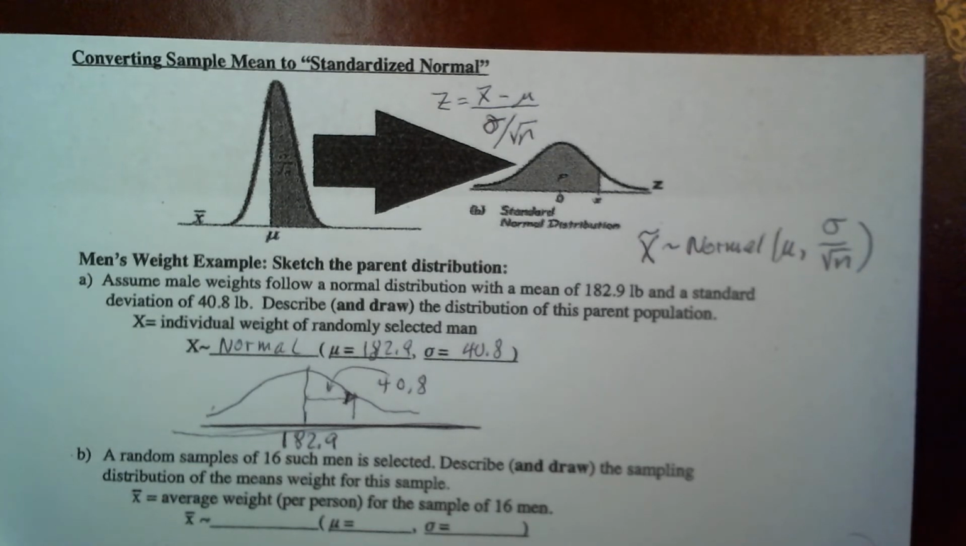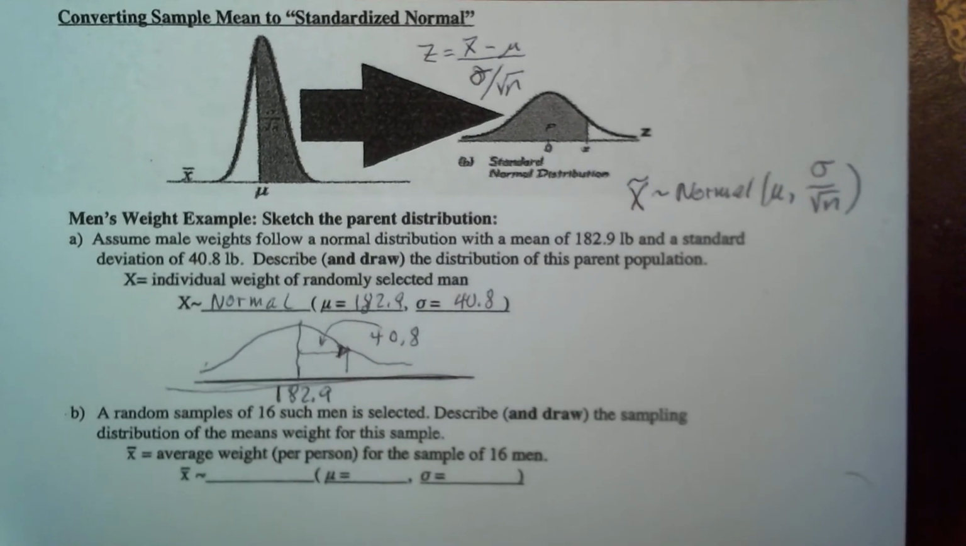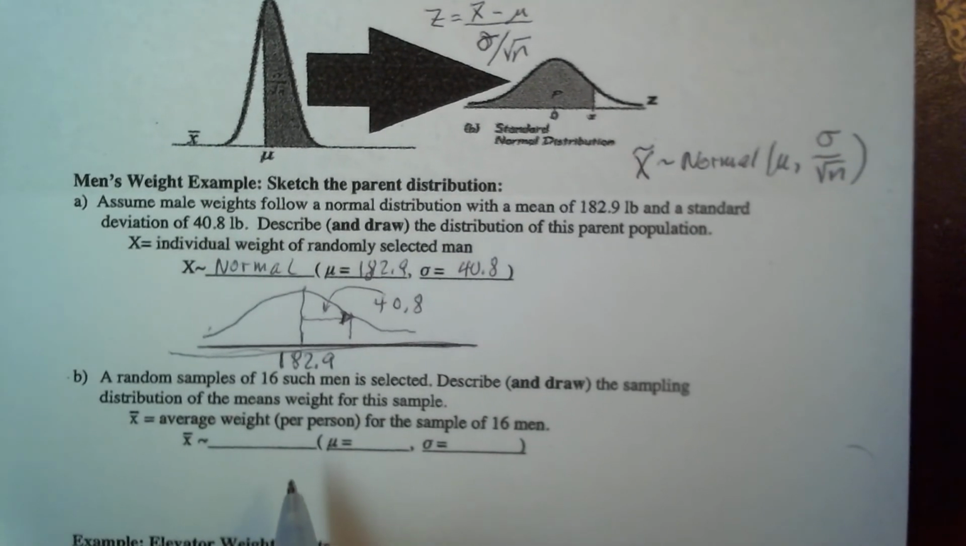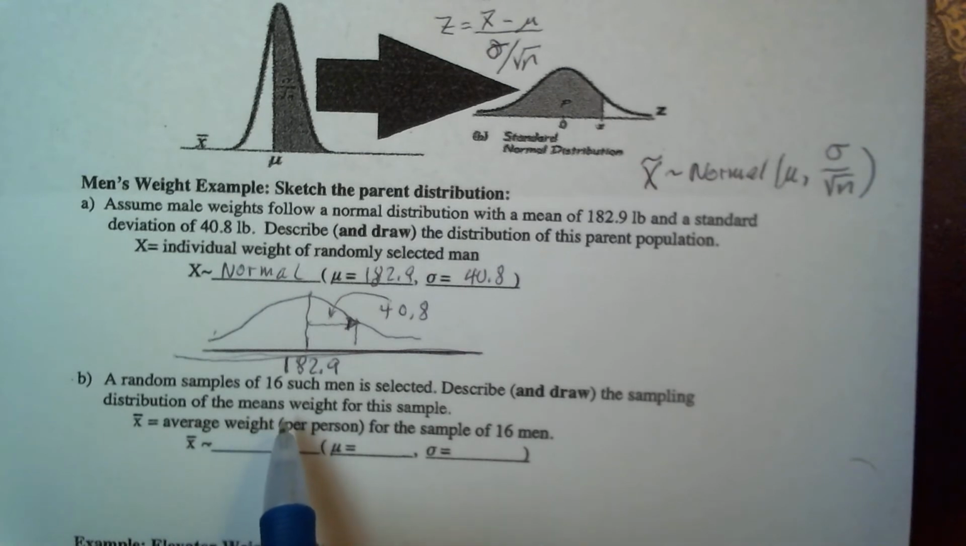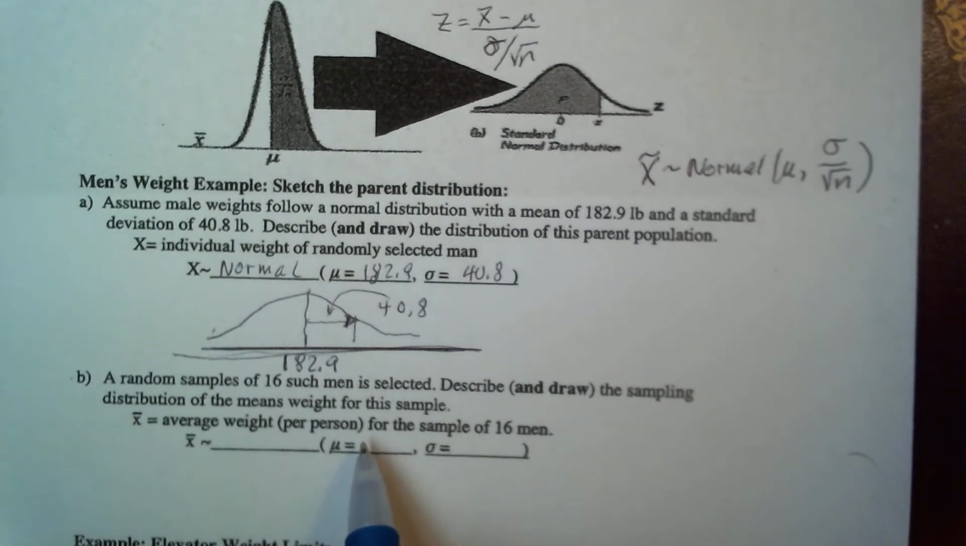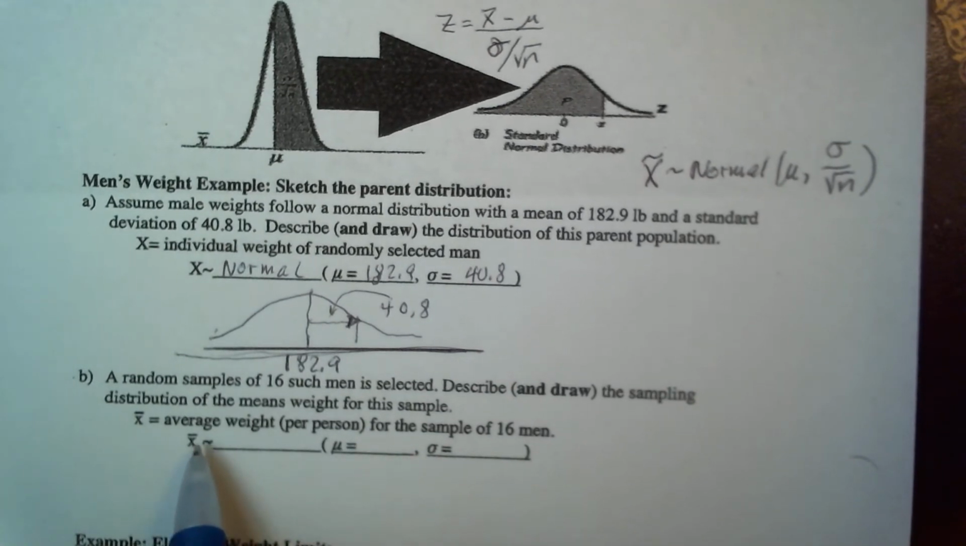Now, the next question is this. A random sample of 16 such men is selected. Describe and draw the sampling distribution of the mean weight for the sample. Again, X bar is the average weight per person for the sample of 16 men.